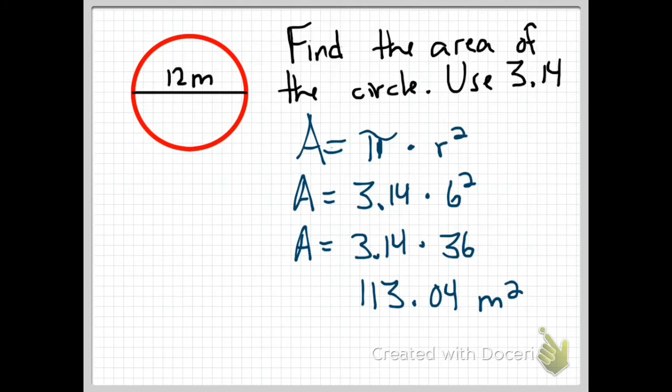Meters squared. All right. This is where people usually go wrong for a couple different reasons. This is the entire diameter. We don't want that. We cut it in half, square it, gets us 36. 36 times 3.14 is right here.